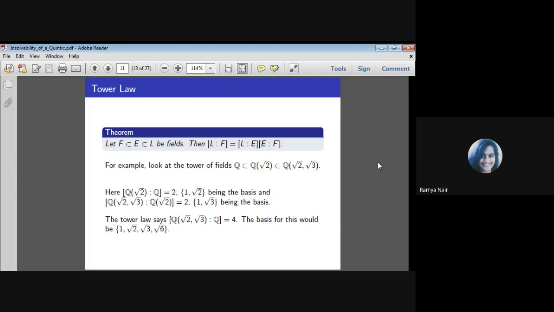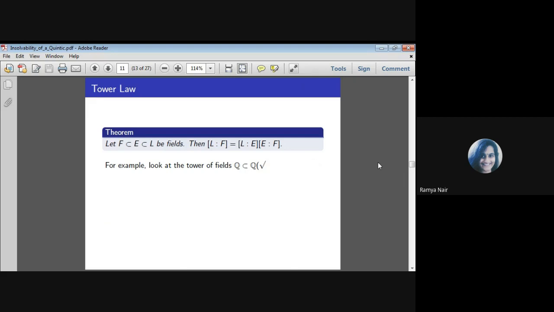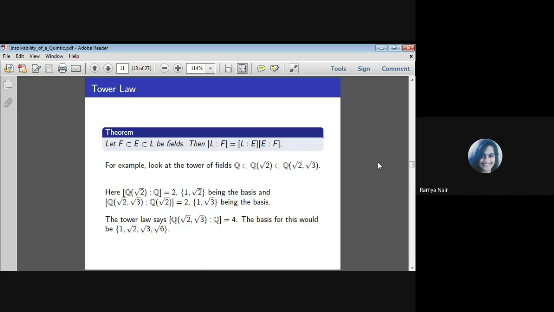So, okay, this is something called a tower law. If you have F contained in E contained in L, they're all fields, then you have this formula. That notation was for the dimension of L as a vector space over F. That dimension is equal to the product of the dimensions of the in-between fields. So we can look at an example.